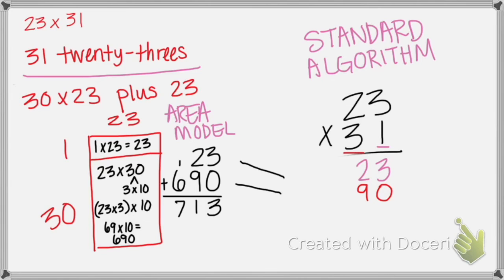Then we move on to our next number, which is 3 times 2, which is 6. Again, I want you to think about this. That 6 is in the hundreds place. Well, I just took 30 times 20, and 30 times 20 is 600. So anyway, this gives us our partial products, and when we add, we get the same thing, 713.